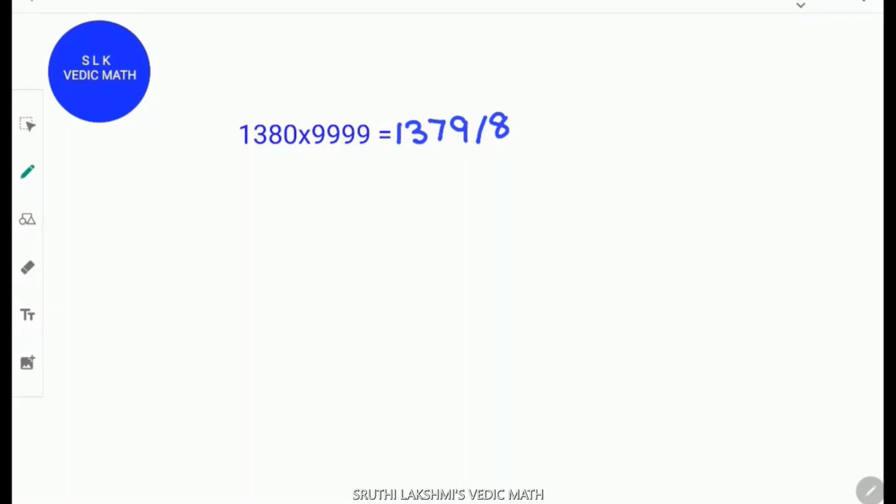Write the 8 down. 3 plus what equals 9? 3 plus 6 equals 9. Write the 6 down. 7 plus what equals 9? 7 plus 2 equals 9. Write the 2 down. 9 plus what equals 9? 9 plus 0 equals 9. Write the 0 down. The answer for 1380 times 9999 is 13798620.